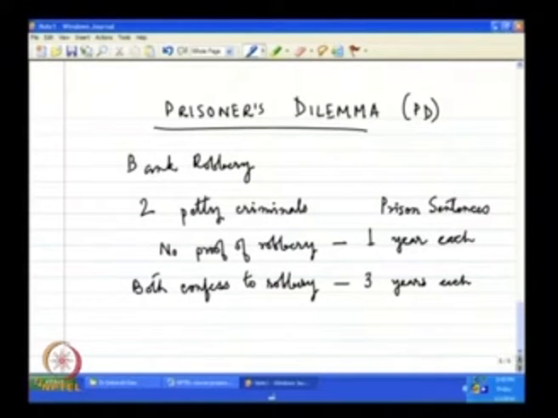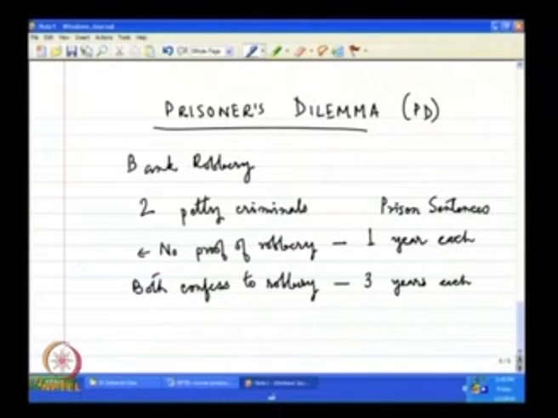Just let me specify, when there is no proof of robbery, that is the same case where these petty criminals are not confessing. So this is the case where nobody confesses. If none confesses, the police cannot prove anything, and they are given 1 year's imprisonment each.